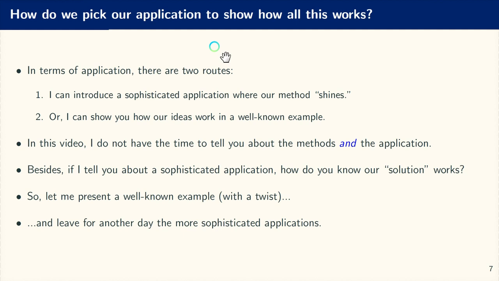So how do we pick our application to show that all of this works? Every time you write a computational paper, there are two routes. Route 1 is I can introduce a sophisticated application where our method, quote-unquote, shines, by delivering results that would be difficult to show in other circumstances. Or I can show you how our ideas work in a well-known example. In this video, I do not really have the time to tell you about the methods and the application and yet keep the video under a reasonable length.